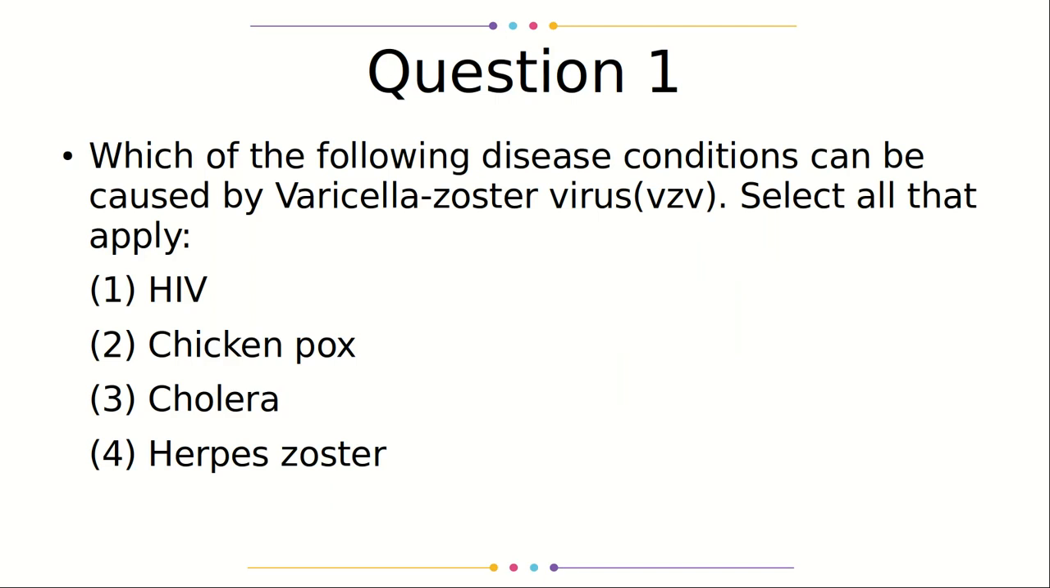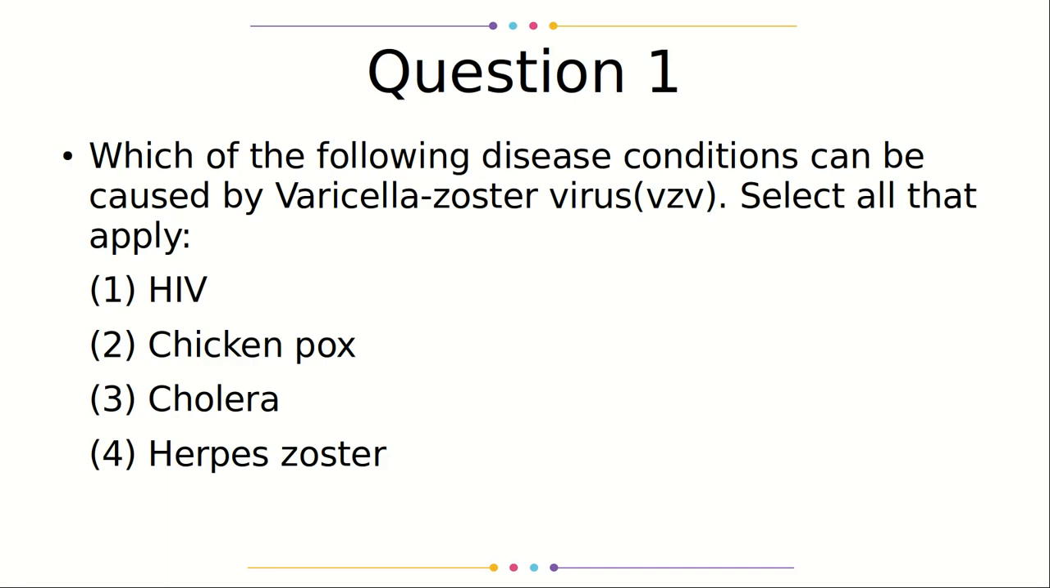So for NCLEX, please listen to the following questions. Question 1: which of the following disease conditions can be caused by varicella-zoster? Select all that apply. So the answer here is chickenpox and herpes zoster, because this virus is responsible for the two disease conditions. One, which is HIV, is not related.